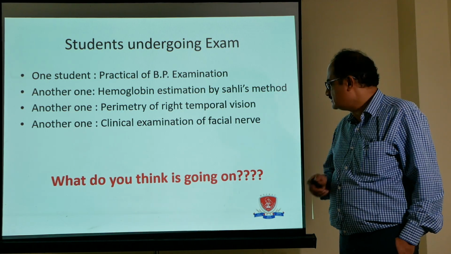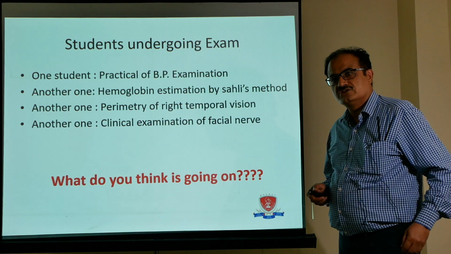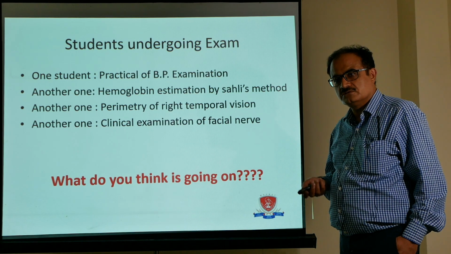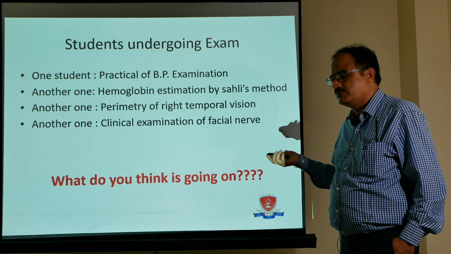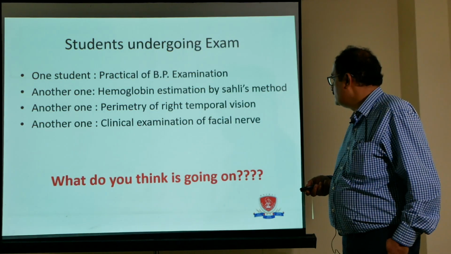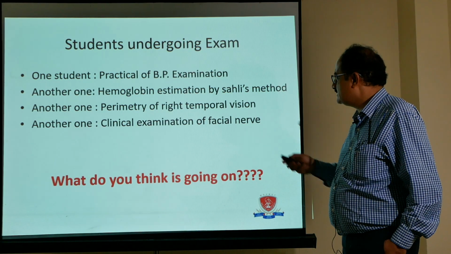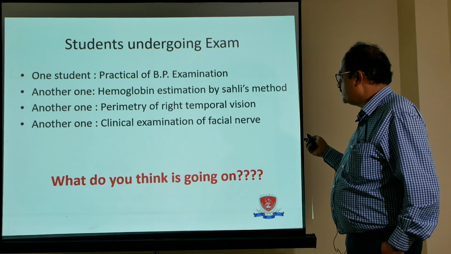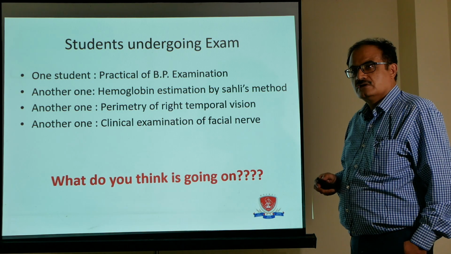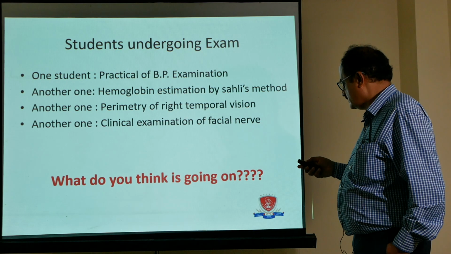So what do you think is going on? It is obviously very clear in this assessment that one student may be getting something easier, like BP examination, while another might be getting something very tough, like perimetry of the right temporal vision. So what is expected from a teacher or from the system is that if we are going to give perimetry of the right temporal vision, it should be for every student, not for just one student. That discrepancy is sorted out by this OSCE tool.